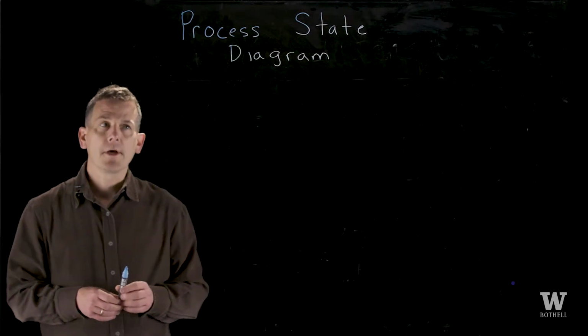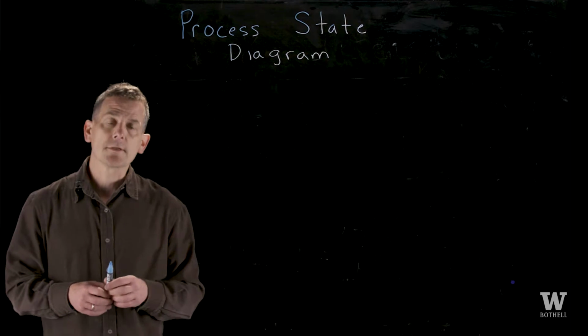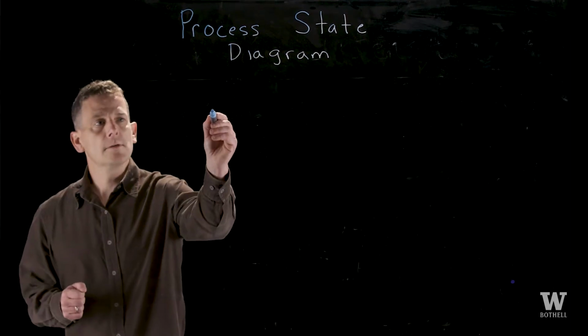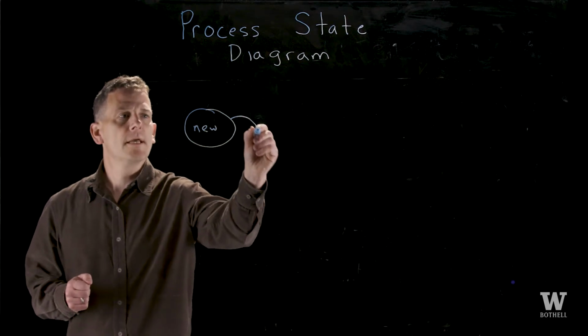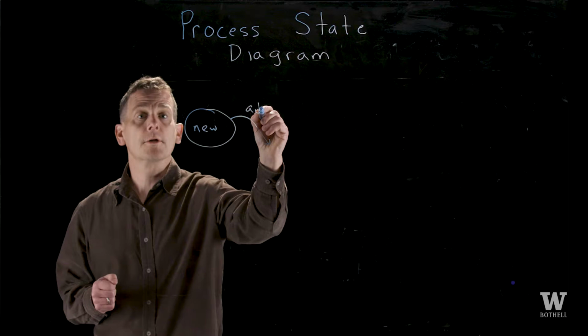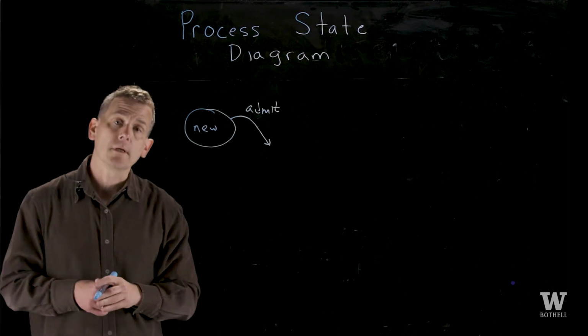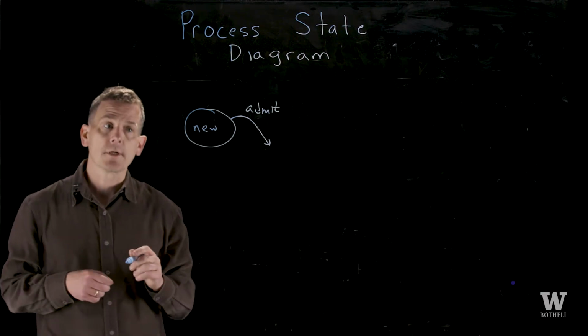Today we'll talk about the process state diagram, basically the lifetime of a process from birth all the way through death. When you start a process, as you know, it gets admitted into the system through a fork call. In fact, all processes begin with a fork in the Unix system. So there's a parent and there's a child.